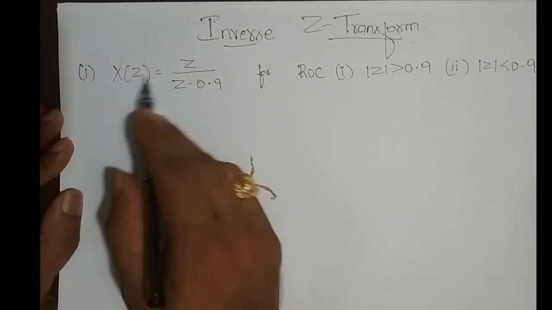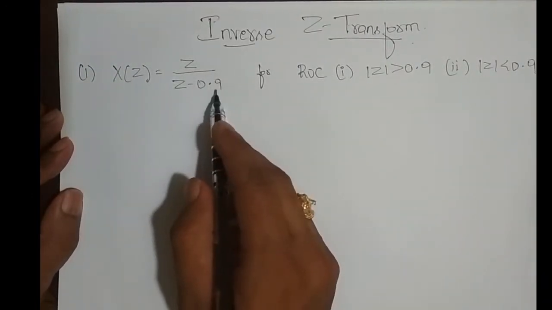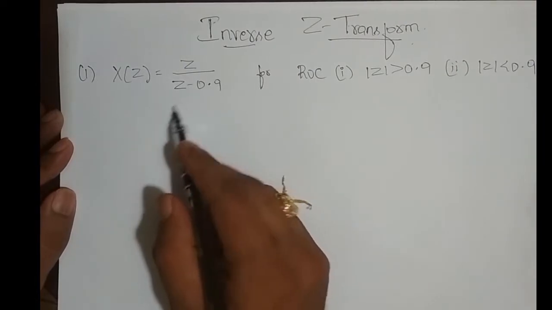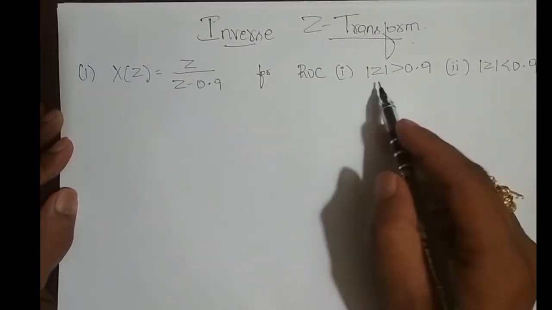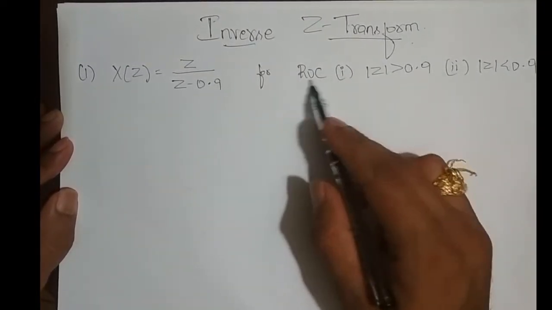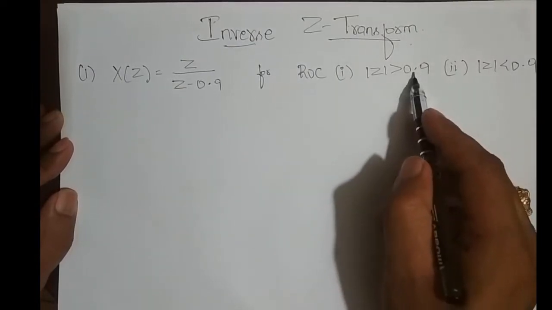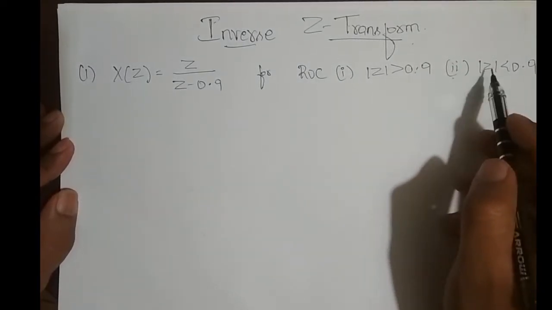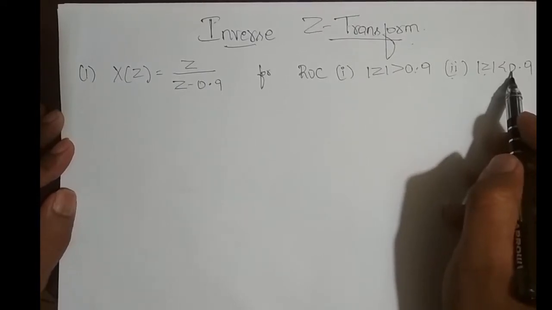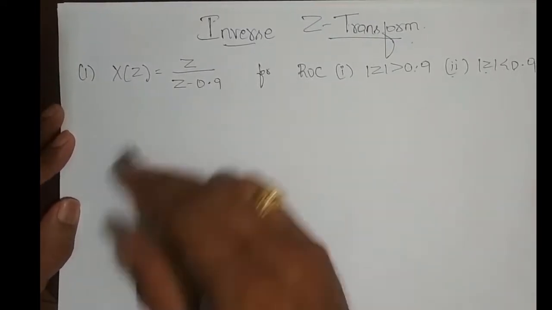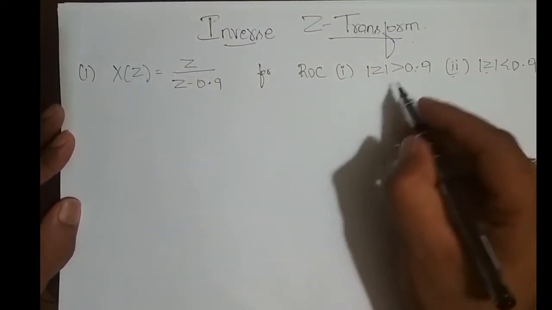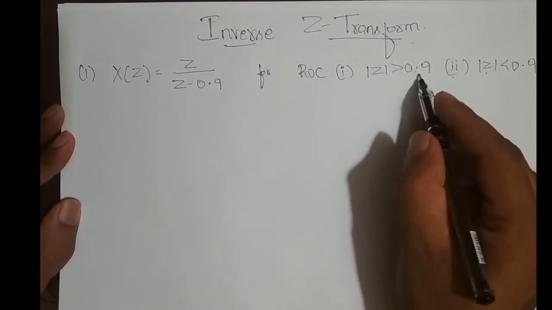So the first problem is x of z is equal to z divided by z minus 0.9, and find the inverse Z transform for two cases of ROC. First case is for ROC magnitude of z greater than 0.9, and second case for ROC magnitude of z less than 0.9. Before we approach the problem, we will see what it means. Magnitude of z is greater than 0.9.